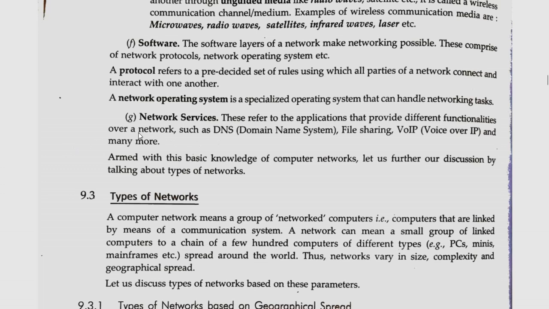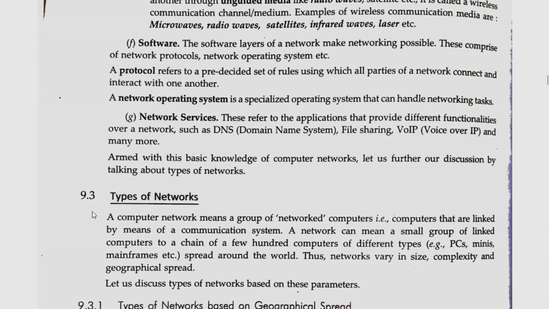So all these integral parts, that is the host, the nodes, the server, the client, the software, the hardware, and the networking services, are going to comprise a total computer network. These are actually the components of a computer network. We have already discussed the components of the computer network, so now we are going to discuss the types of network, that is, what are the different types and options available for networking.